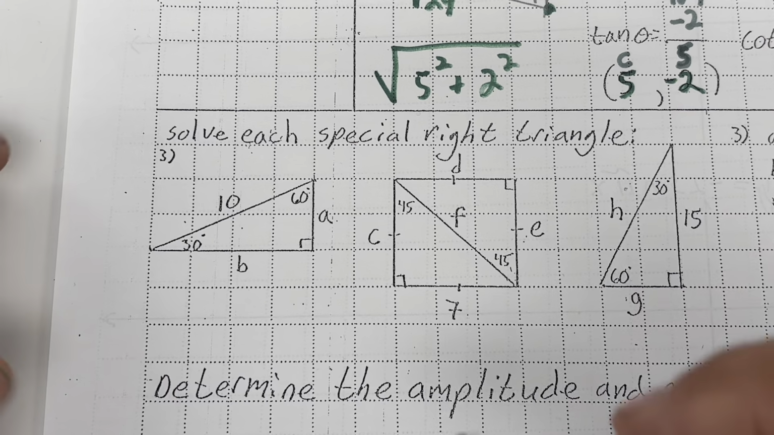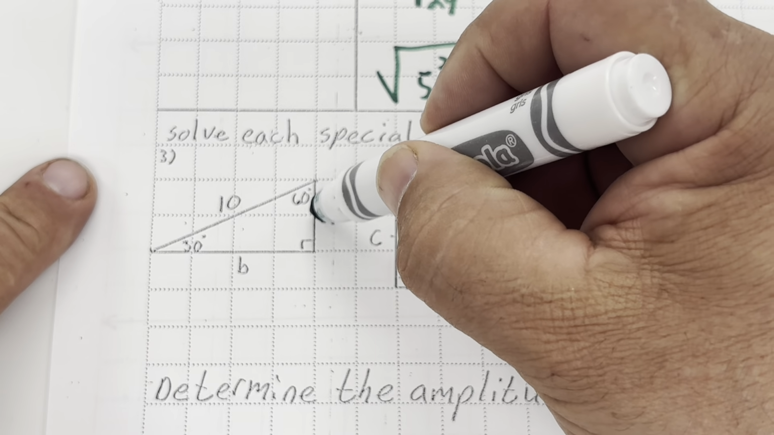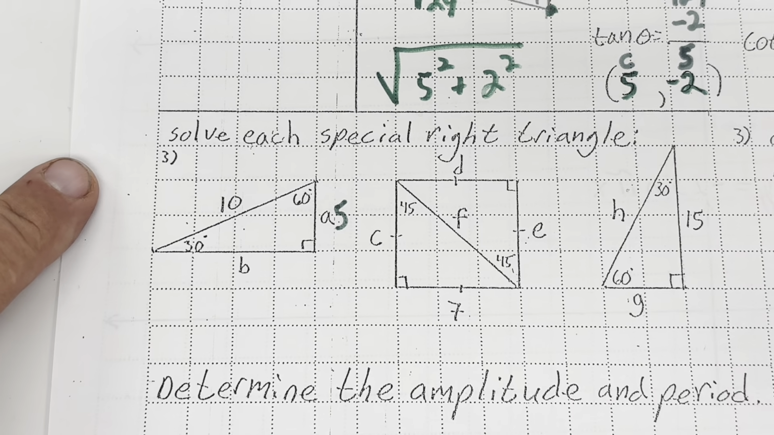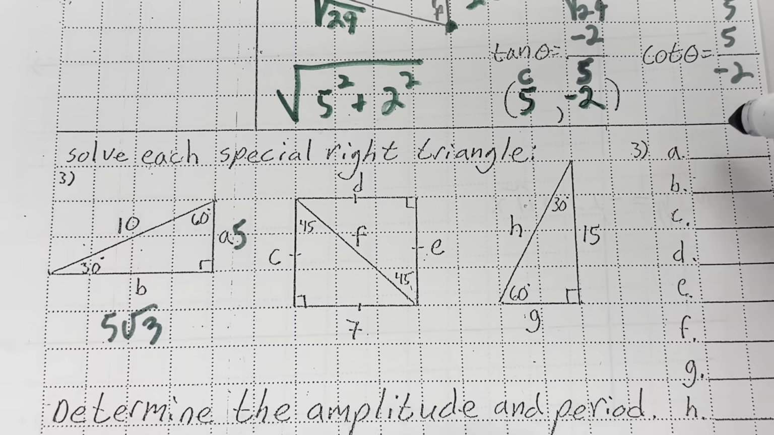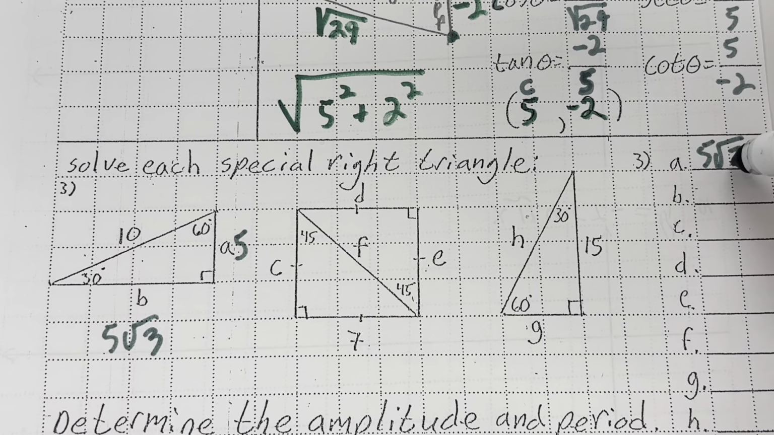Special right triangles. If the hypotenuse is 10, the short leg is going to be half of it. That would be 5. And the long leg is 5 root 3.